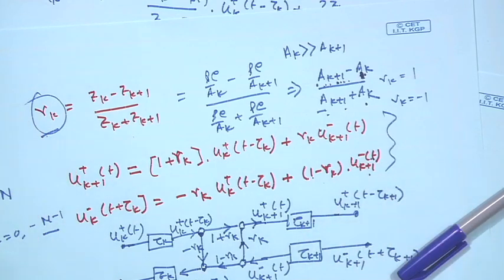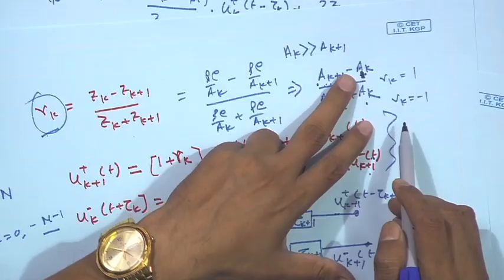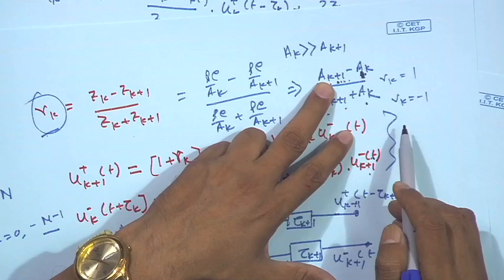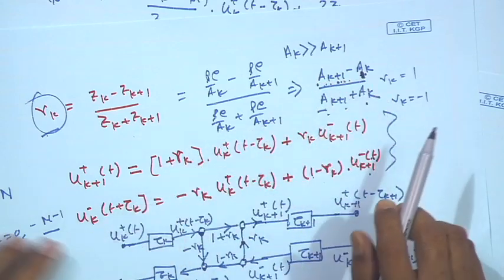So, if the cross sectional area of the second tube is much larger than the first tube, at the junction the reflection coefficient R k will be plus 1. If A k is much greater than A k plus 1, then R k is minus 1. If A k plus 1 is much greater than A k, then R k is plus 1.